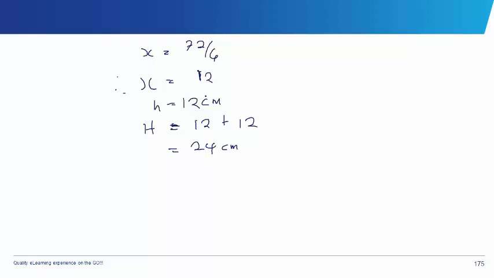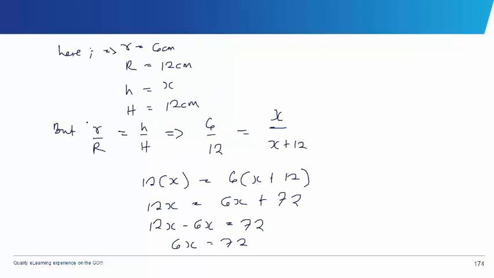And so here we have the height of the pyramid to be equal to 24 cm. Why we had to do this is because the height of the pyramid inside must be proportional to the height of the smaller pyramid. That is what this line implies. It must be directly proportional to the height of the small cone.